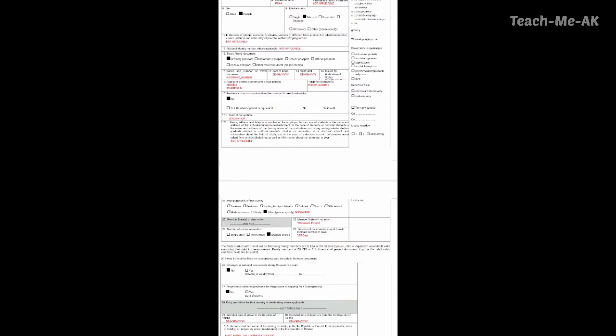So going to the 17th question, which says applicant's home address and email address. So for address, please mention it as it is mentioned in the passport of your spouse. And for email address, you could mention your spouse's personal email address here. And similarly, for the telephone number, please mention your spouse's telephone number here.